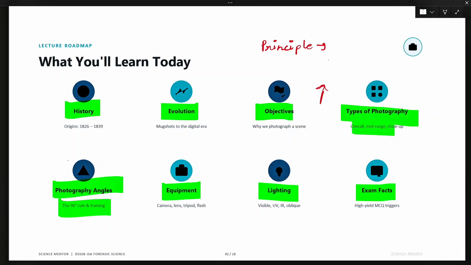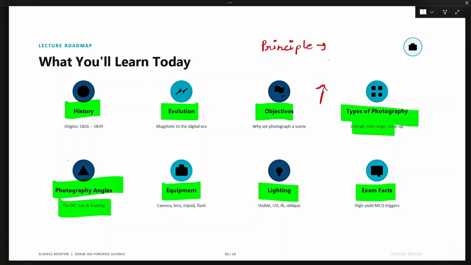Always remember, a good forensic photograph depends more on the photographer's knowledge than the camera's price. There are three things every forensic photographer needs: scientific observation, knowledge of crime scene procedures, and proper photographic techniques. Many beginners believe that forensic photography is all about buying a DSLR camera. No, this is a misconception.